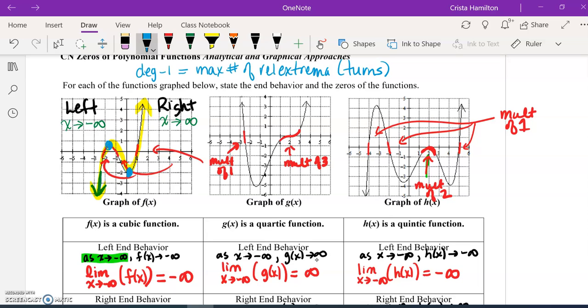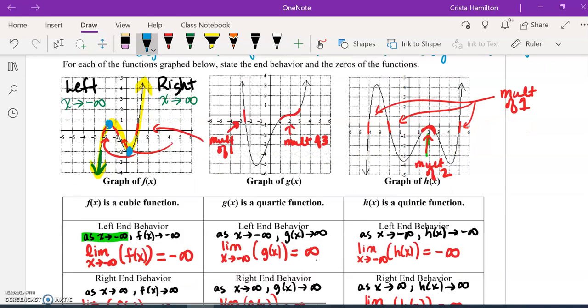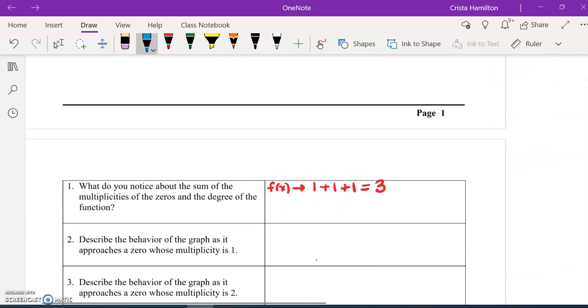We also have 1, 2, 3 x-intercepts. So the degree equals the max number of x-intercepts. There could be fewer x-intercepts than the degree, but the degree has to be at least that number. So if I was looking at this graph and trying to guess the degree of f of x, just based on those two facts, we're going to say the degree is at least 3. So the degree of f of x is most likely 3. And that's one of the things we want to look at.